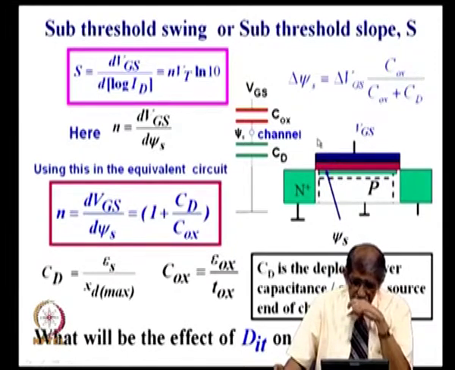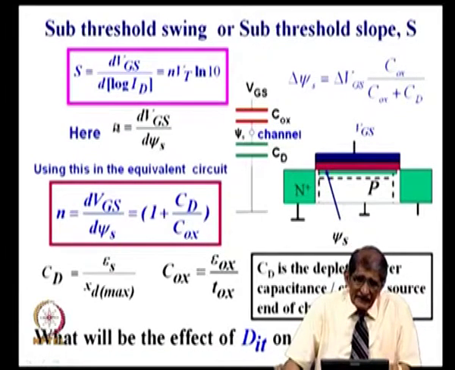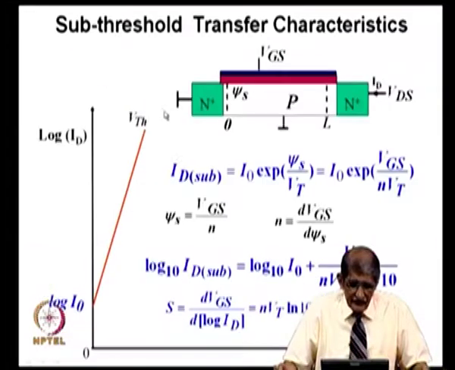That is the equivalent circuit. Now, from here, what is that n? n was what we defined, if you recall, as delta V_GS by delta psi_s.